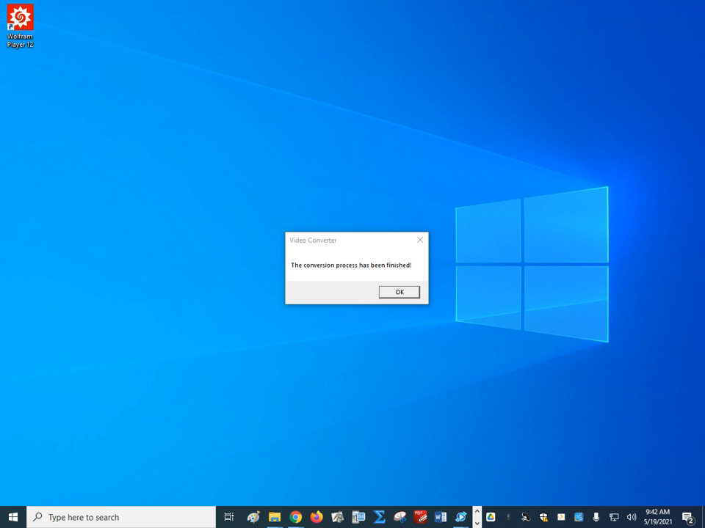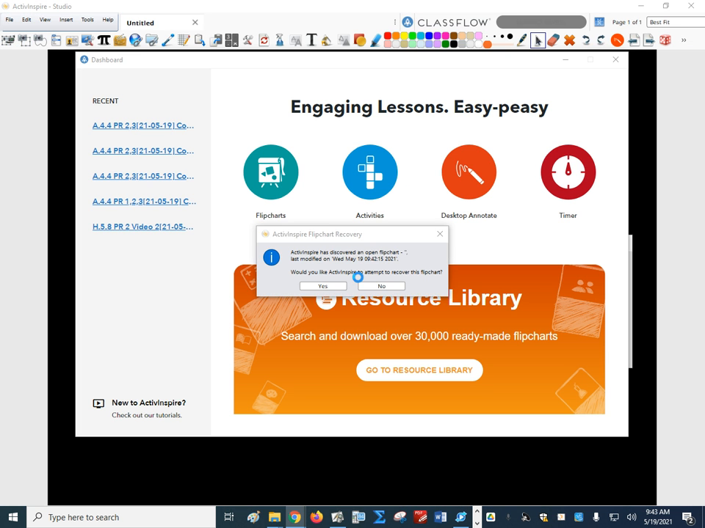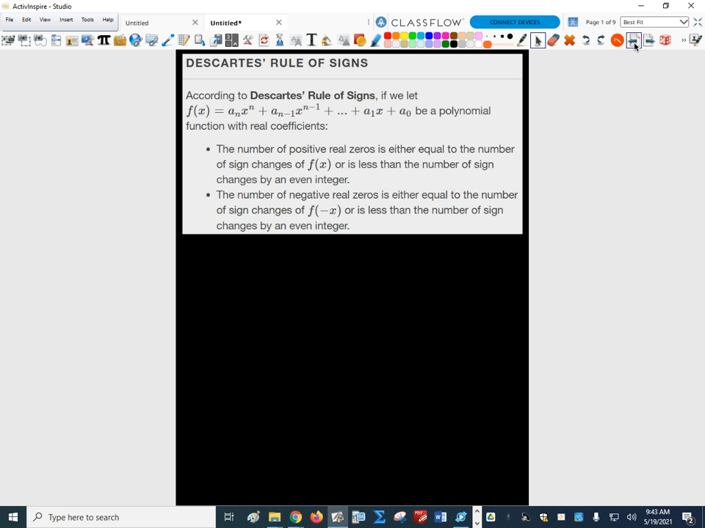Oh, this is frustrating when it does this. There we go. Ah, I lost all my stuff though. Well, you get the idea. I'm not going to draw all that again. You get the idea though.